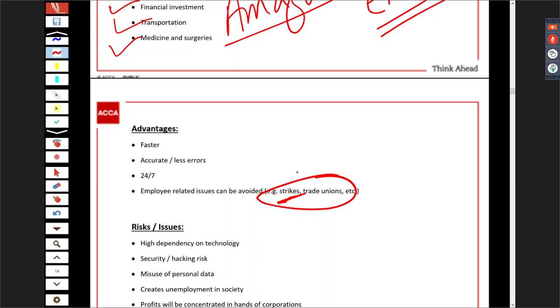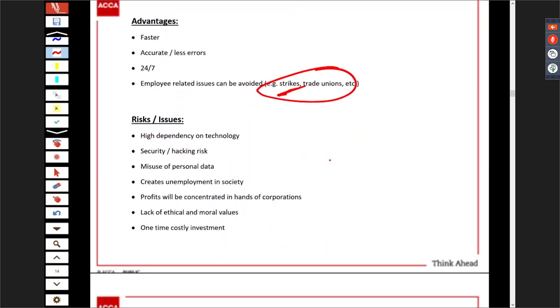Definitely. But then can you think of some risks or issues relating to such high use of technology? Number one, there's very high dependency on technology. So supposing the internet goes down, or the electricity goes down, or the main server goes down, everything will be screwed. It will come to a standstill. So very high dependency on technology.